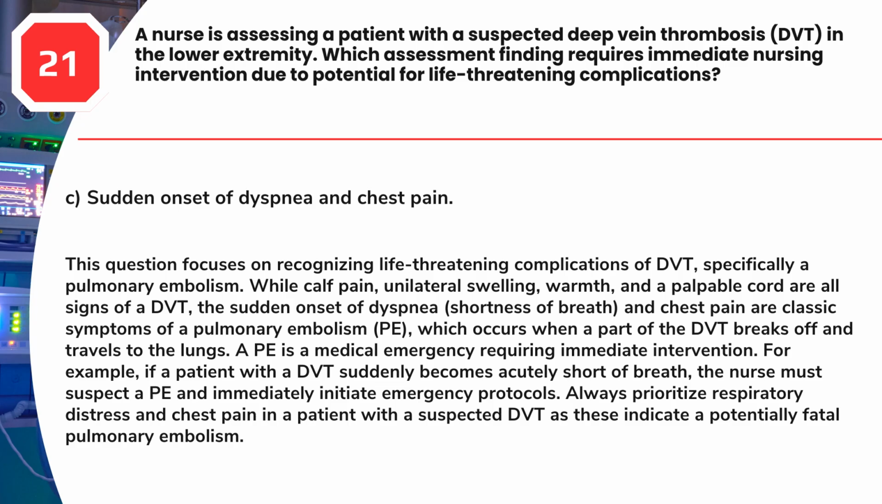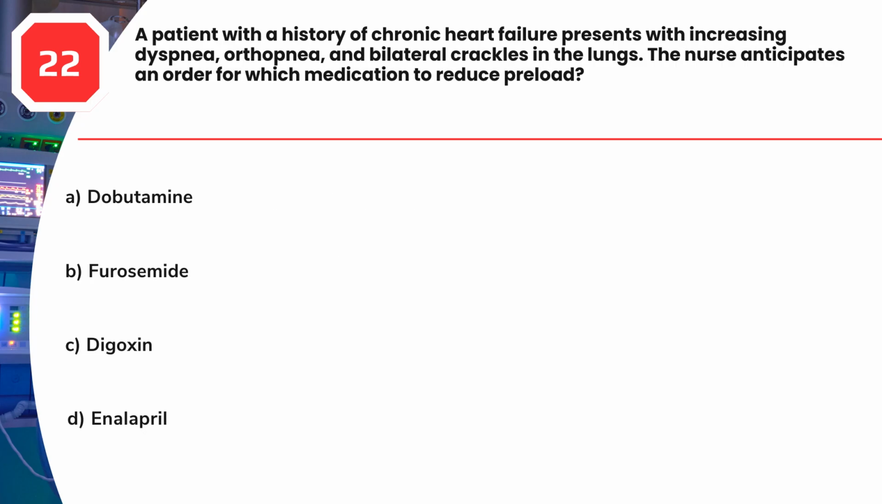Question 22. A patient with a history of chronic heart failure presents with increasing dyspnea, orthopnea, and bilateral crackles in the lungs. The nurse anticipates an order for which medication to reduce preload? A. Dobutamine. B. Furosemide. C. Digoxin. D. Enalapril.